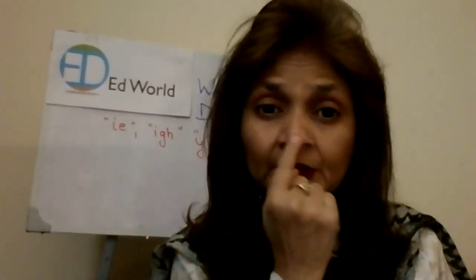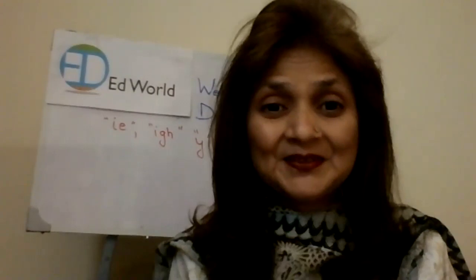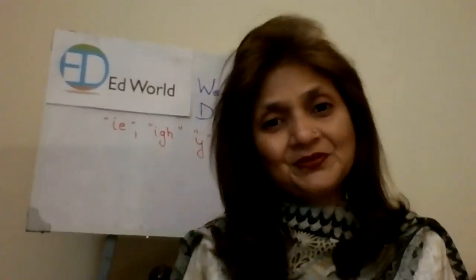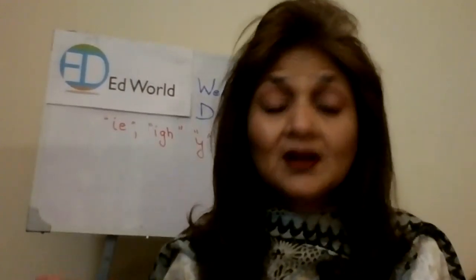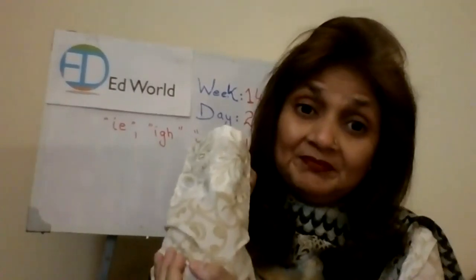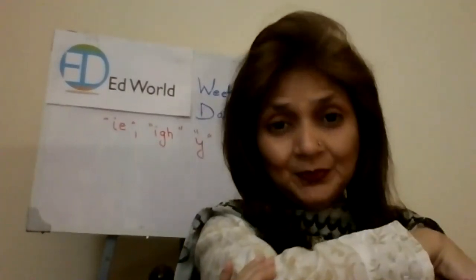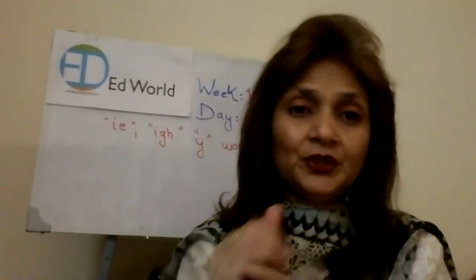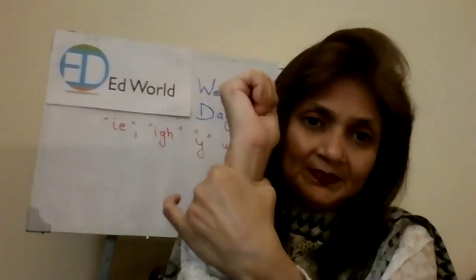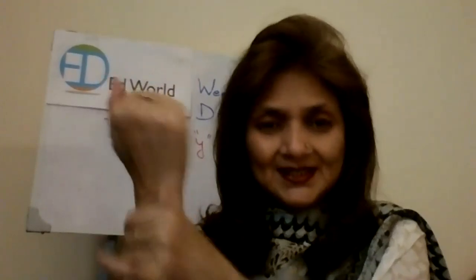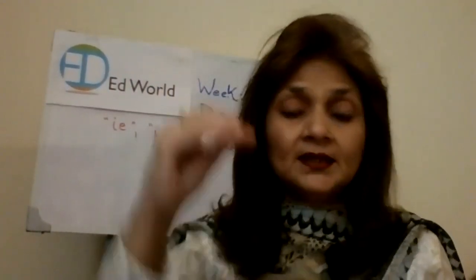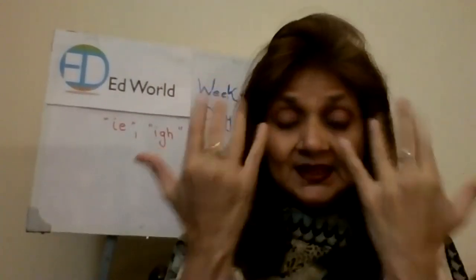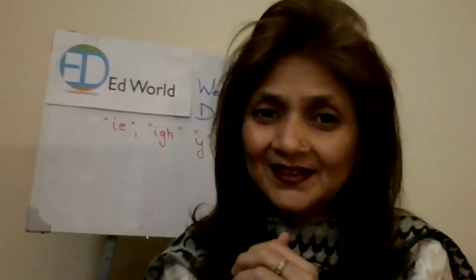Now, what is this part of your body called? This tiny thing. It's your nose. Very good. And what are these? These are your eyes. Very good. And what is this part of the body? It's your elbow. Correct. Now, what is this part of the body? It's your wrist. Correct. All right. Now, what are these? These are your fingers. Very good.